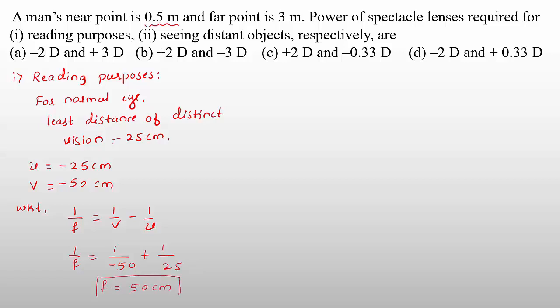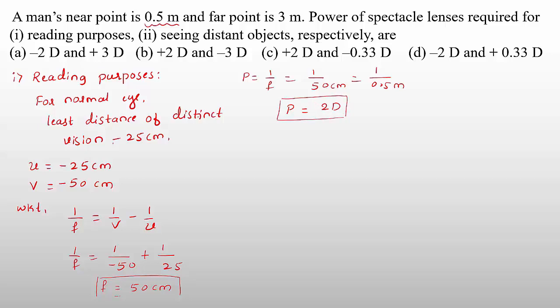So this is the focal length, but we want power, that is P equal to 1 divided by f. So 1 by 50 centimeter. Convert in terms of meter, that is 1 by 0.5 meter. So we got the power of spectacle in the first case as 1 by 0.5, that gives 2 diopter. This is the power of spectacle in the first case, that is for reading purposes.